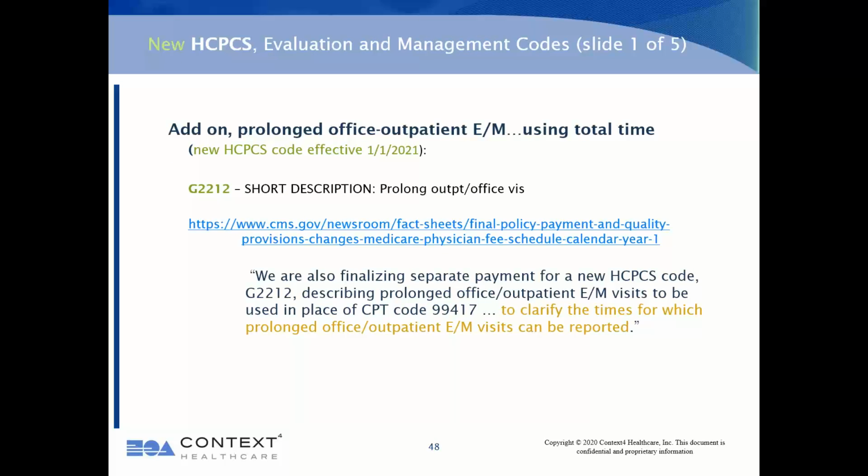Of the new HCPCS released on December 4th, I'd like to first discuss this new G code G2212. It is one of 2 new add-on G codes for use with office outpatient EM codes. Here I show you its short description, and underneath is a caption from the CMS Newsroom fact sheet of December 1st, which clarifies that CMS created this code to adjust the time element of their prolonged service time add-on code. So we should be using G2212 instead of CPT 99417 for Medicare cases.